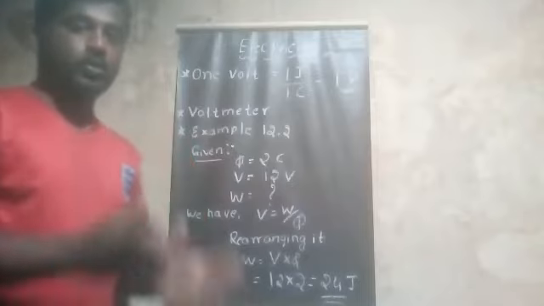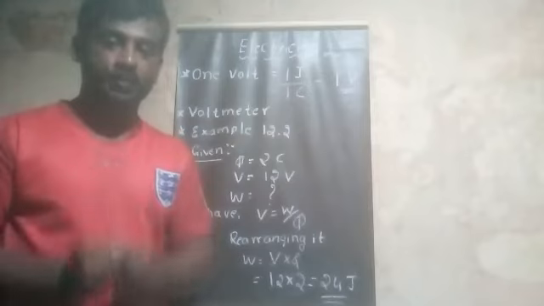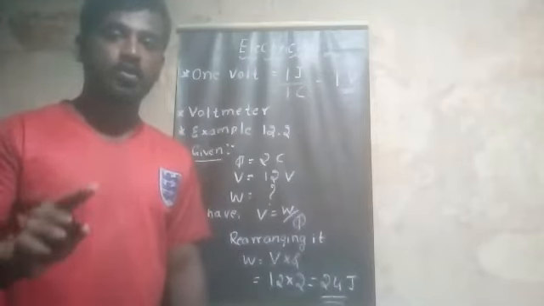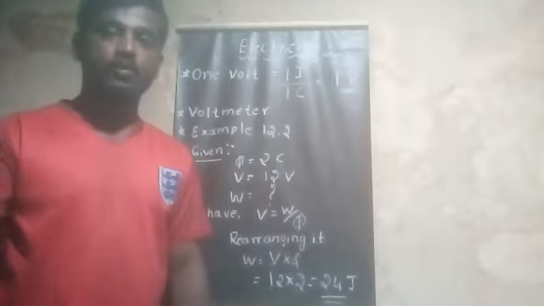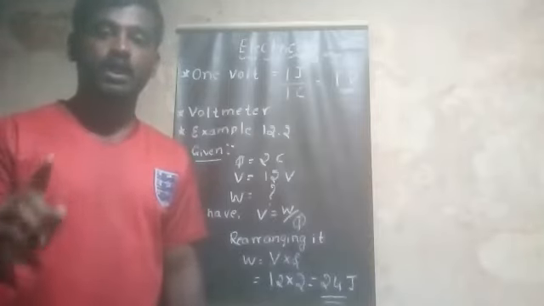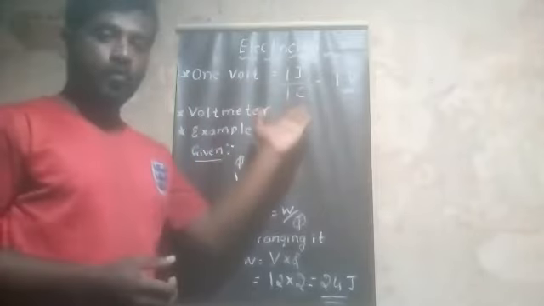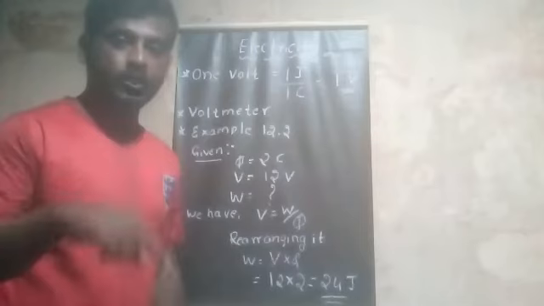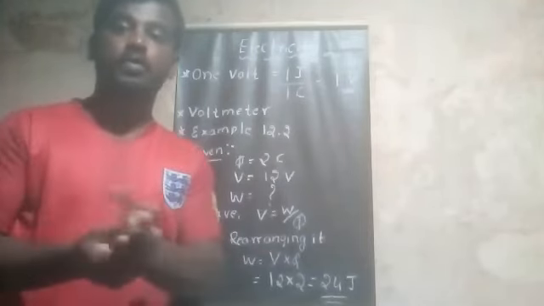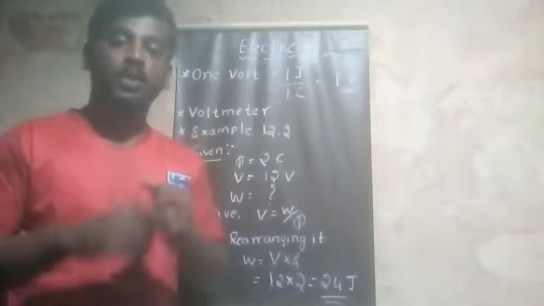Once again, I will repeat: 1 volt is the potential difference across 2 points when 1 joule of work is done in moving a charge of 1 coulomb from one point to another point. Suppose I substitute in a formula, that is V is equal to W by Q. That is the definition of potential difference: the amount of work done in moving a unit charge from one point to another.